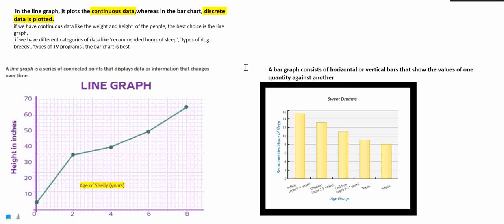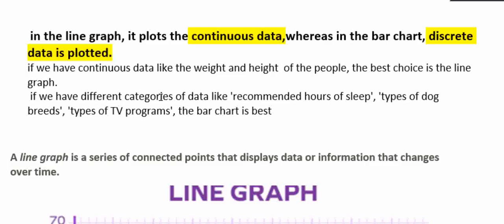When we talk about graphs, some students get confused whether they have to make a line graph or a bar graph. So here's the example of when we should use a line graph or a bar graph. The difference: a line graph plots continuous data, whereas a bar graph plots discrete data. What is continuous data, some students will ask. It's like the data of the weight and height of people, and the best choice for this is a line graph.